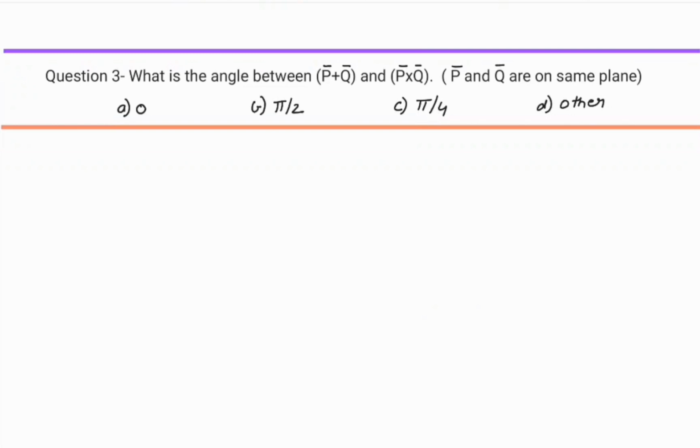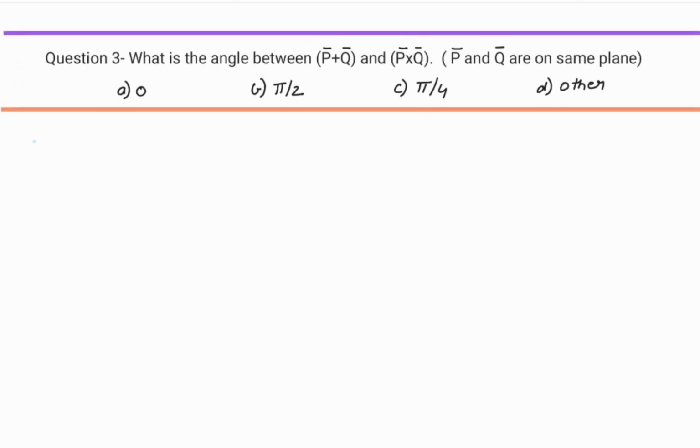Okay, let's see question number 3. What is the angle between vector P plus vector Q and vector P cross vector Q, given the vector P and vector Q are on the same plane? Okay, let us see. This is very interesting based on the theory. Here the two vectors are given, vector P and vector Q, and it is given they are on the same plane.